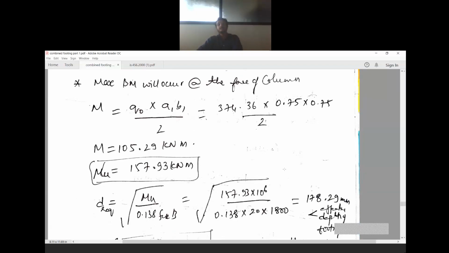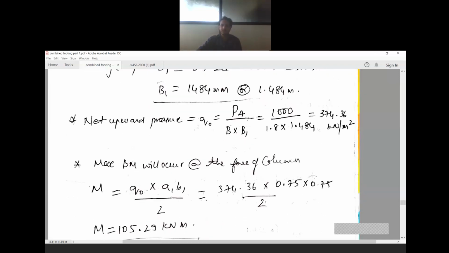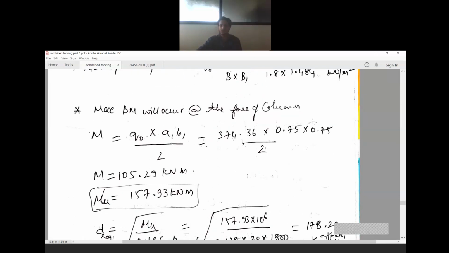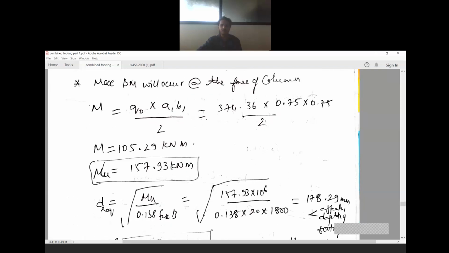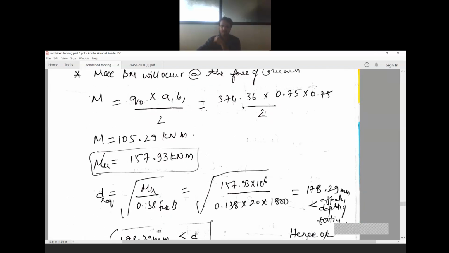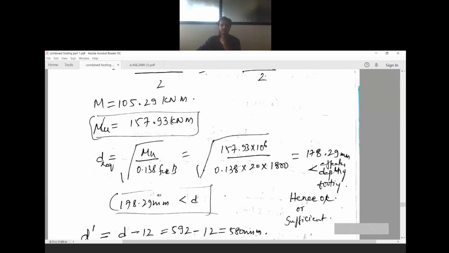Next, the maximum bending moment calculation. So for maximum bending moment calculation, M is equal to Q naught into A1 B1 divided by 2. This is the standard formula to calculate the moment. So Q naught into A1 B1 by 2. Q naught we just calculated in the previous step, 374.32. A1 and A2 are equal, 0.75 into 0.75 divided by 2 will give you the moment value. So convert that into factored moment, multiply it by 1.5, you will get 157.93 kN.